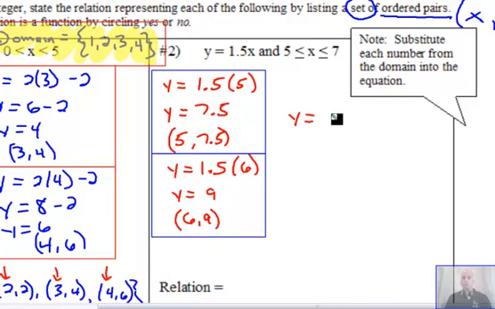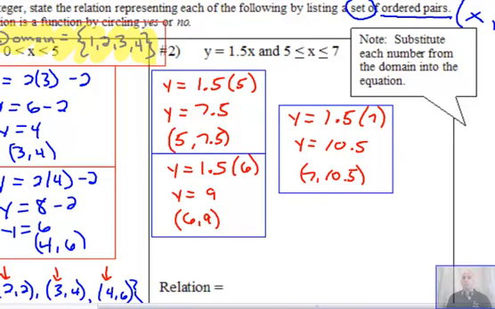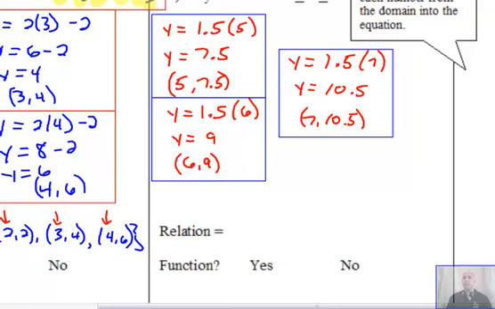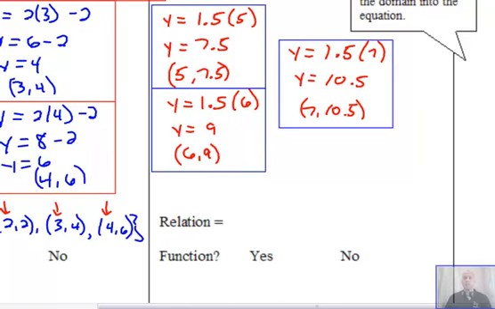Last one is 7. Put a 7 in. That's going to give me 10.5. So I have the ordered pair 7, 10.5. Second part of the directions, actually I guess the first part of the directions, state the relation as a set of ordered pairs. I have the set, and then I list my ordered pairs. If you don't write this answer as a set, it's wrong, because the direction said write it as a set.